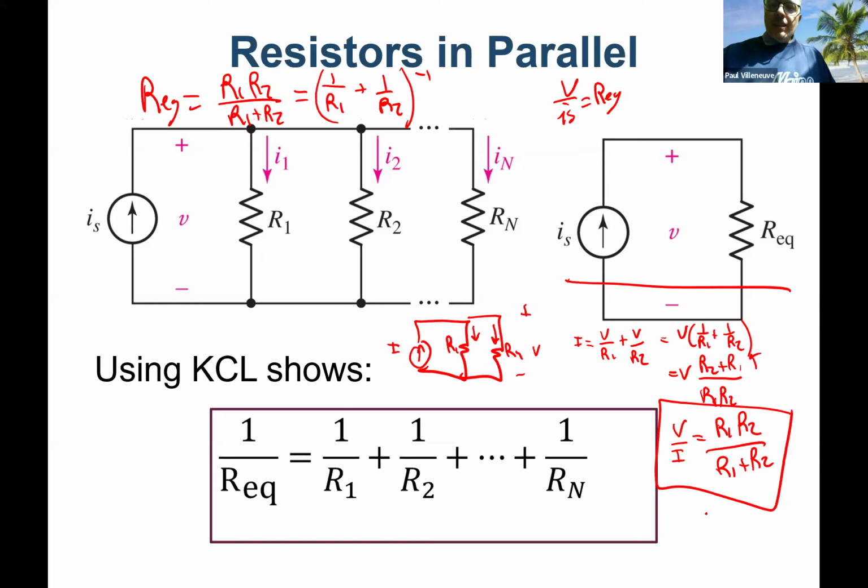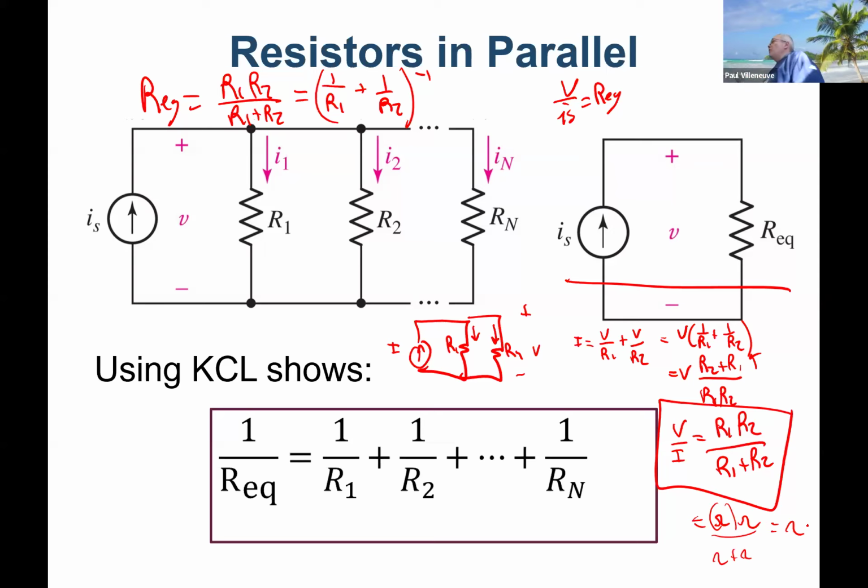Well, this has ohms. This has ohms. They're multiplied by each other. So that's ohm squared. And I divide that by ohms plus ohms, which is just ohms. So ohm squared divided by ohms is equal to ohms. So our work checks out.